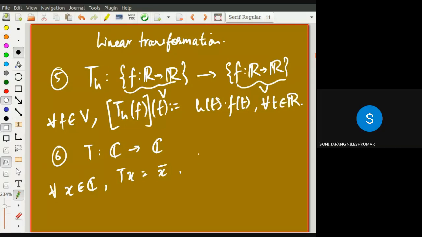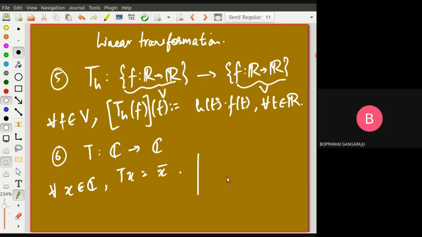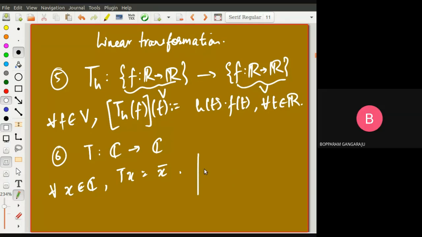Yes, sir. Okay, so please remember when you are checking for homogeneity, the scalar could be any complex number as well. Don't assume that it is a real number. So is this linear? No, it is not linear. Which property does it not satisfy? Homogeneity.